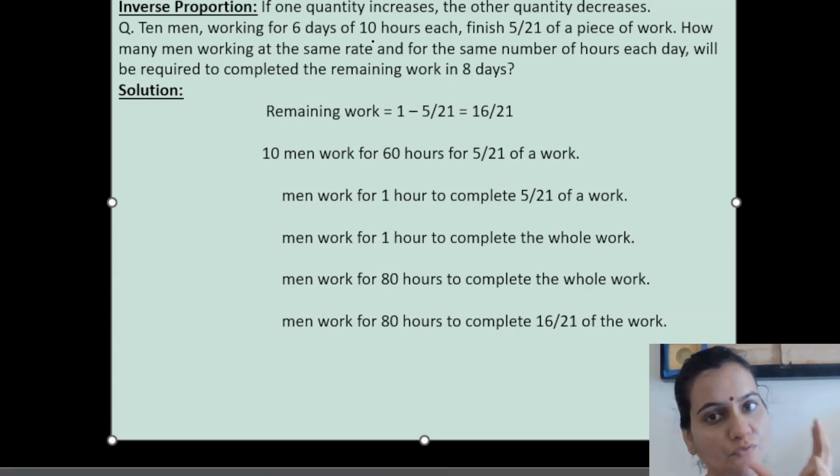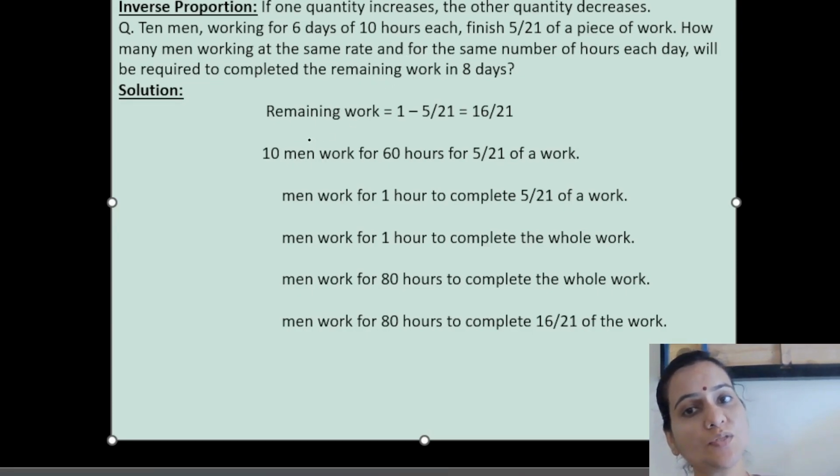So 10 men working for 60 hours finish 5 by 21 of a piece of work. How many men working at the same rate, and for the same number of hours each day, will be required to complete the remaining work in 8 days? We have to find out the remaining work, and what 8 days translates into in working hours. They are not going to work more than 10 hours, so 8 into 10, they have 80 hours to complete the remaining work.